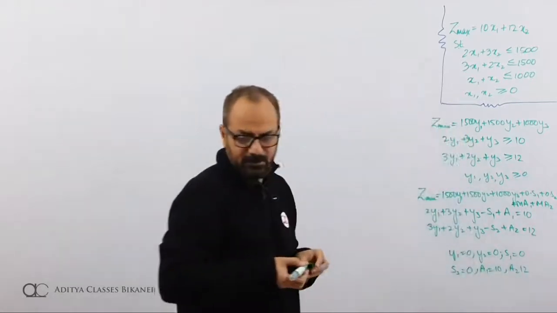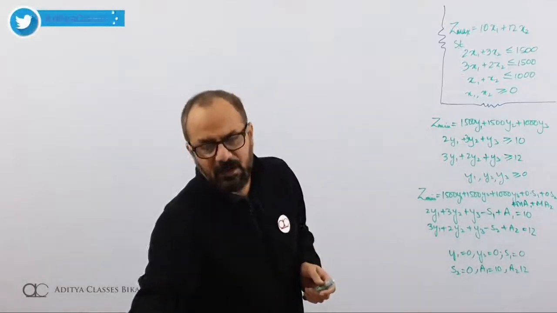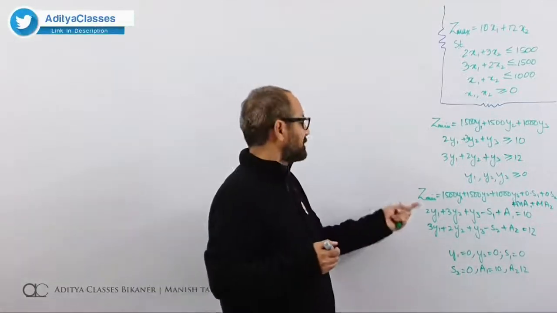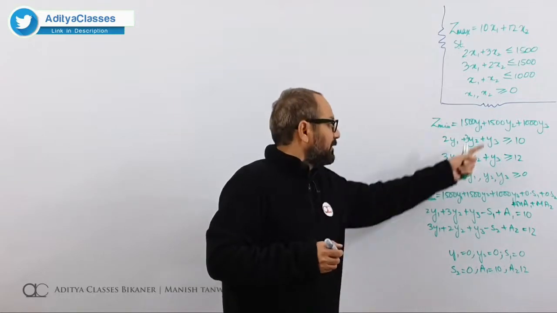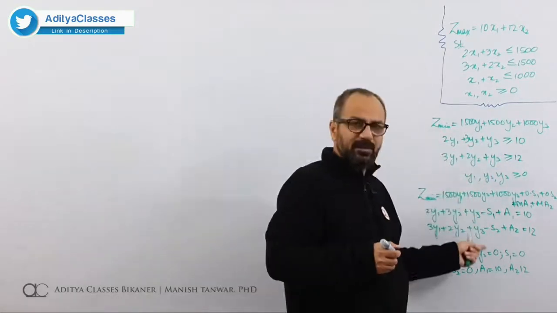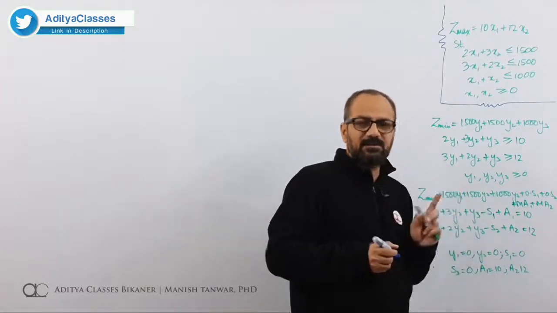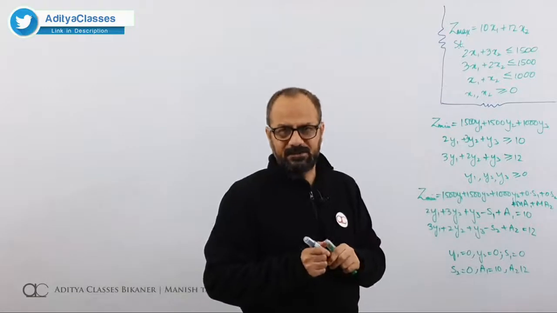Now I am not talking of all the steps because I assume that you understand how to solve a linear problem. This is a case of minimization. We have certain greater than inequalities. So whenever there is a greater than inequality, you make use of surplus variables. With all surplus variables, you'll always have an artificial variable also.